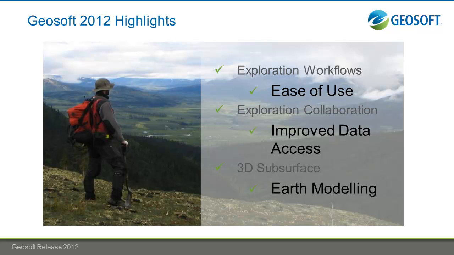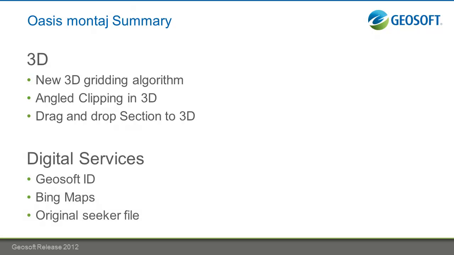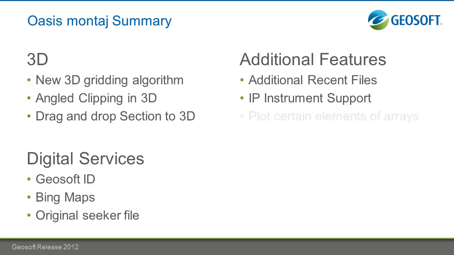Some of the features I'll be showing you through Oasis Montage include new 3D gridding algorithms, angled clipping in 3D, dragging and dropping a section to 3D, as well as some digital services. We'll talk about your geosof ID, Bing Maps, original Seeker file, additional recent files that you can add, IP instrument support, and being able to plot certain elements of your array.